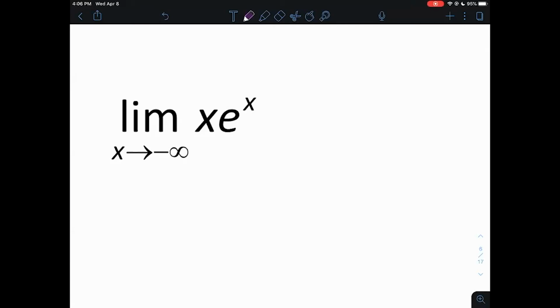This one is the same as the last one in the idea that substituting doesn't necessarily algebraically make sense. What we're doing looks like we're going to substitute in here, but what we're really doing is thinking about what these two functions are actually doing here. So I have x, a linear function, times an exponential function. This linear function has a positive slope and is increasing. So as x approaches negative infinity, x is approaching negative infinity.